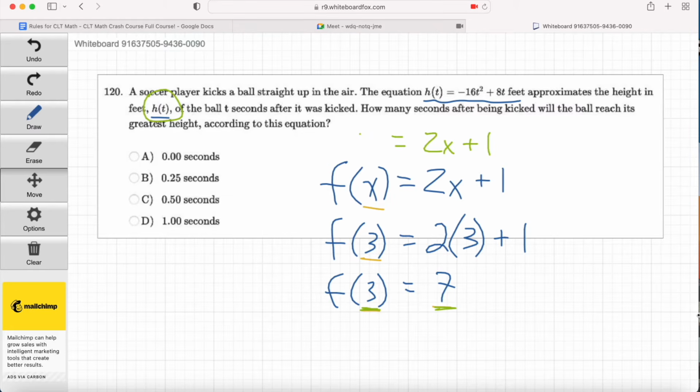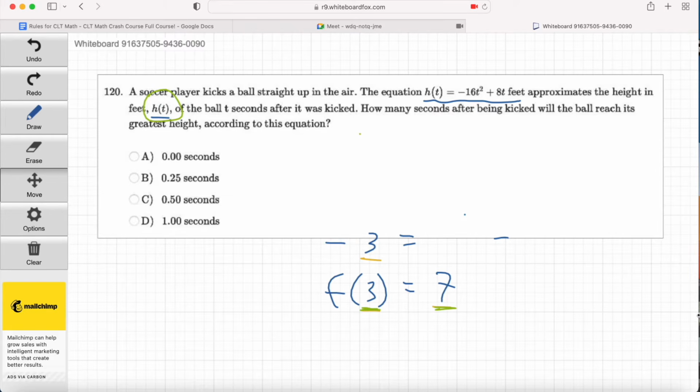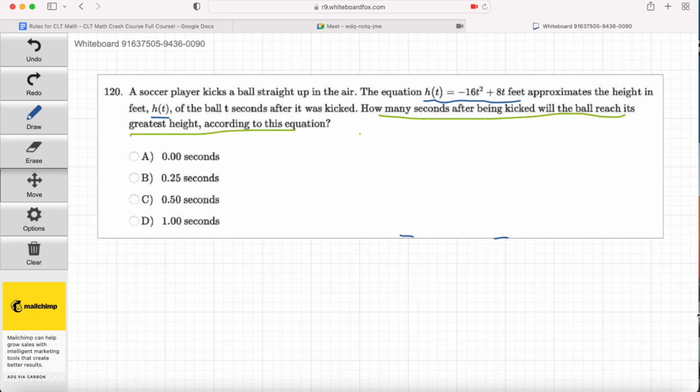All right, I'm going to clear some space here. Let's go back to what we're solving for in this question. What are we solving for in this question? The number of seconds after being kicked where the ball is at its greatest height. That's what we're solving for. Yeah, it's very specific, right? Do you see that now in the question? Yes. How many seconds after being kicked will the ball reach its greatest height, according to this equation?